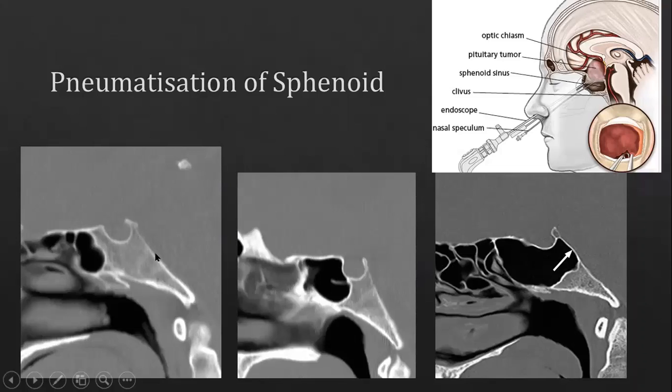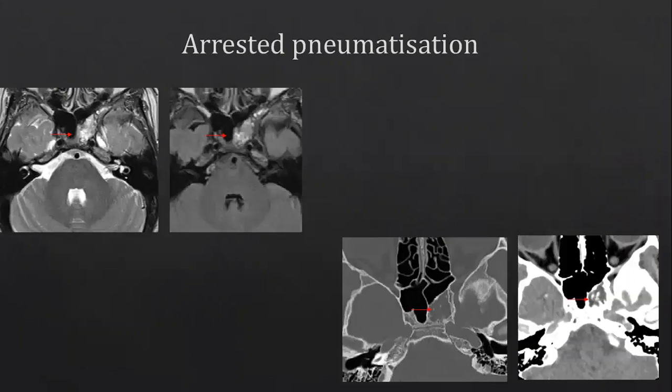So this is the pneumatization that we understand in the sagittal plane, but CT has enabled us to look at another, different pattern of pneumatization, in that the pneumatization can be asymmetric.